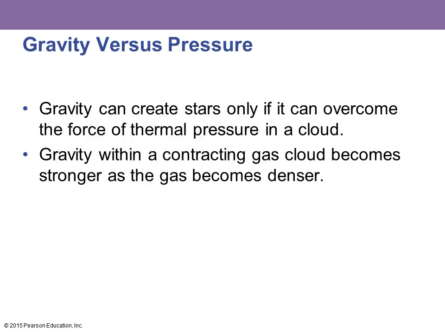Gravity can create the stars if it can overcome the outward pressure of heat, and gravity within a contracting cloud becomes stronger as the gas becomes denser. So it's almost like an accelerating process. The closer the particles get, the more gravitational attraction they have. The closer they get again, the more it has. So it sort of accelerates as the particles are coming together.